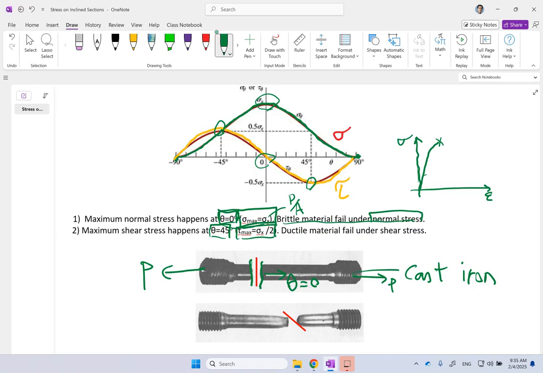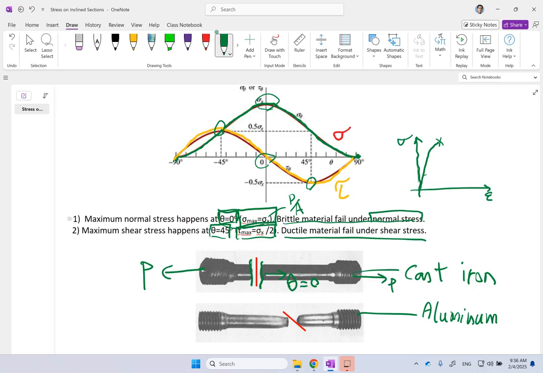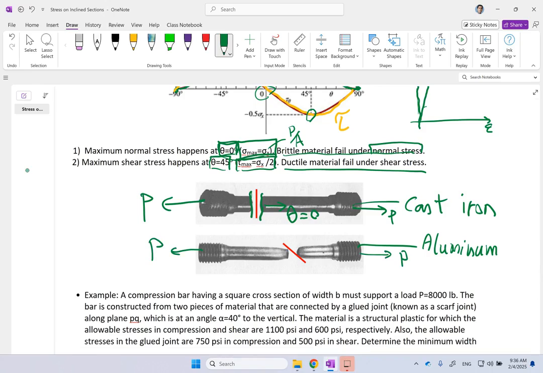On the other hand, ductile material, like for instance stainless steel or aluminum, typically fails under shear stress because its structures can slide over each other, and they slide until necking happens and the material fails. So for that reason, if you apply a tensile test on ductile material, you're going to see that necking is happening. And in the necking, if you look at the tip of these cross sections, the angle is about 45 degrees.